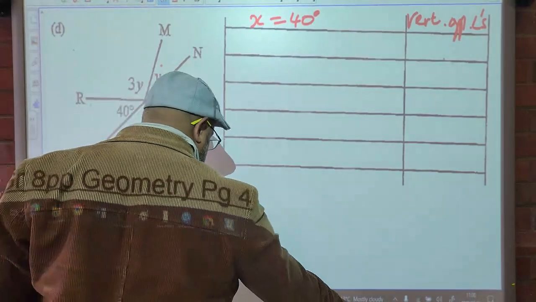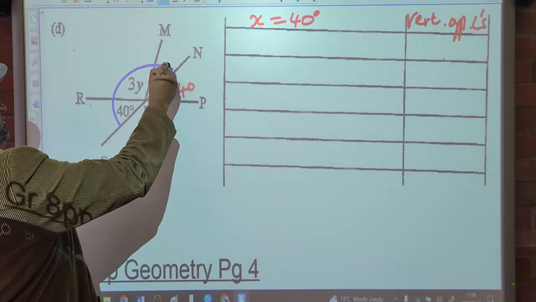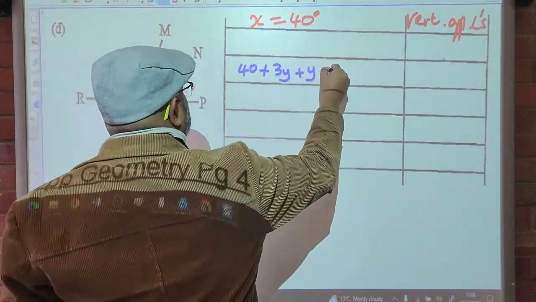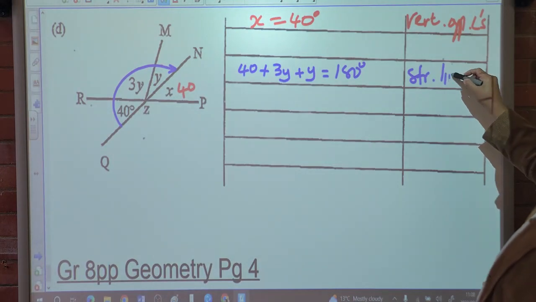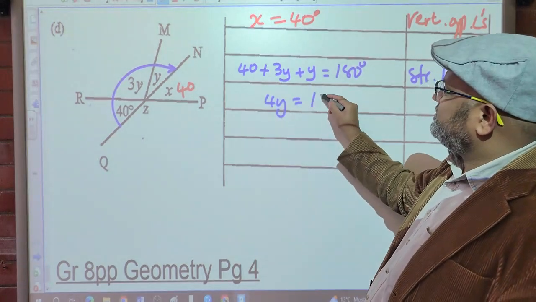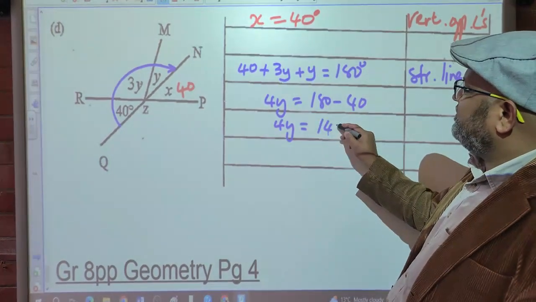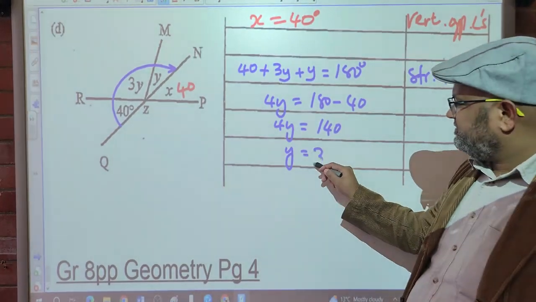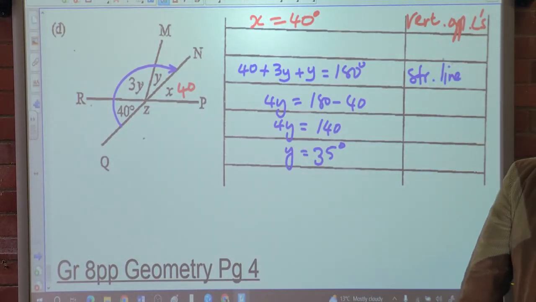Right. What else can be calculated here? We say the y. So we say now that 40 plus 3y plus y is equal to 180. Reason? Angles on a straight line. So 3y plus y is 4y, which is equal to 180 minus 40. So 4y is equal to 140. 140 divided by 4 is 35. You all agree with that?